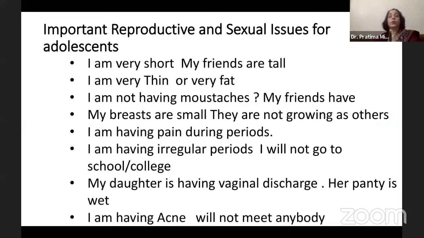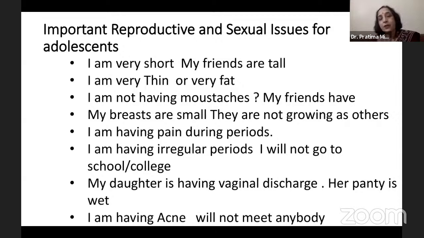Coming to counseling, the early adolescents, most of the adolescents come to us with problems like, I am short, I am tall, I am very thin, or I am very fat, I am not having menstrual periods, my breasts are small, I am having a lot of pain, I am not able to go to school, I am having a lot of discharge, acne. So all these problems, if you understand, we have to really, really counsel them.